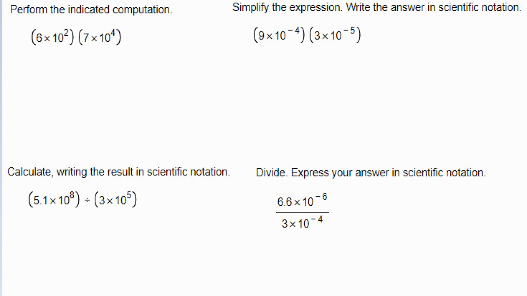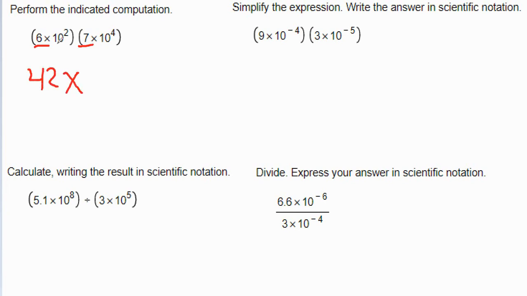So we're going to multiply these numbers that are in scientific notation, and it's important that we want all of our answers to be in scientific notation. The good news is this is relatively straightforward. We're not going to quite use the distributive property, but we're going to multiply the bases together for this top one. So 6 times 7 is 42.